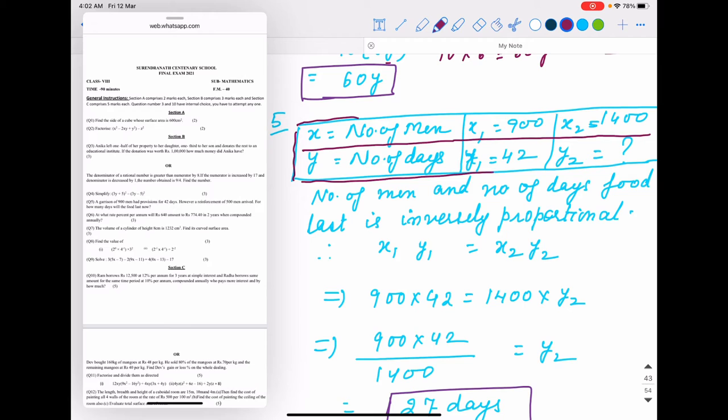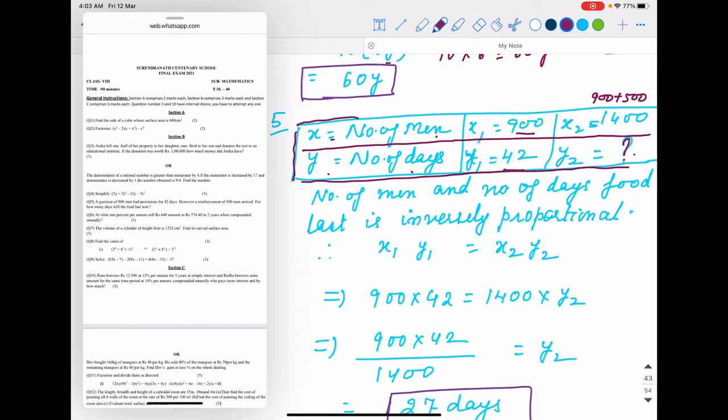Two variables are there. So x is the number of men and y is the number of days. In the first case we have 900 persons, and for days, how many days are there? For food, 42 days. In the second case, what happened? 500 men arrived. That means 900 plus 500, 1400. And the number of days the food lasts, we have to find out.